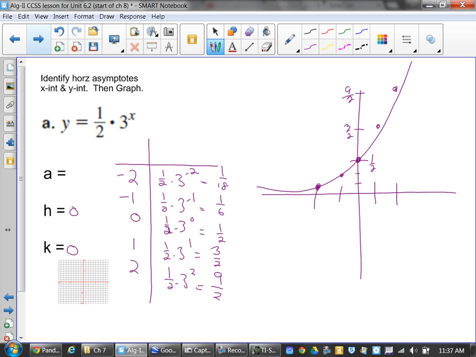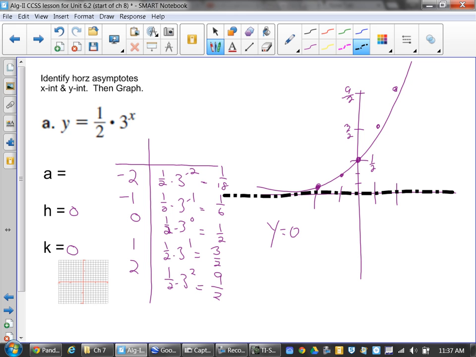Can I still identify what my horizontal asymptote is? Yeah, what is it? Zero. Is it x equals or y equals? It's on the y, yeah. That always confuses me. So our horizontal asymptote is at y equals 0.